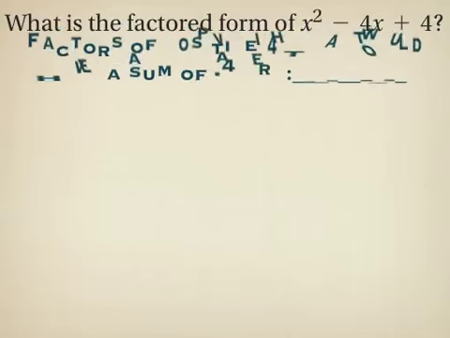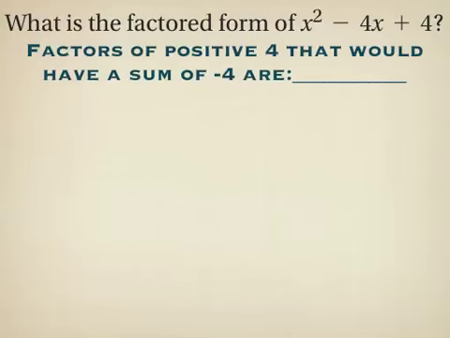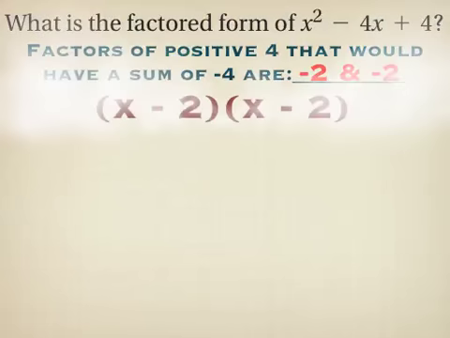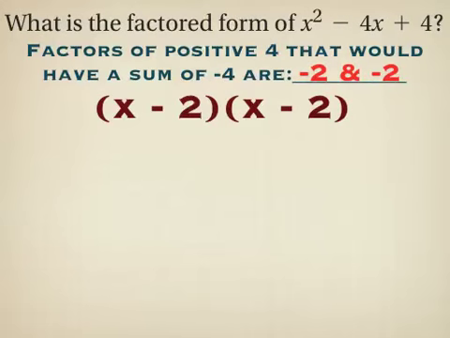Factors of a positive 4 that would have a sum of negative 4 are going to be negative 2 and negative 2. Negative 2 times negative 2 is a positive 4. Negative 2 plus negative 2 is a negative 4. So I know my two factors are going to be negative 2 and negative 2, so I can rewrite this trinomial as the product of the binomials x minus 2 times x minus 2.